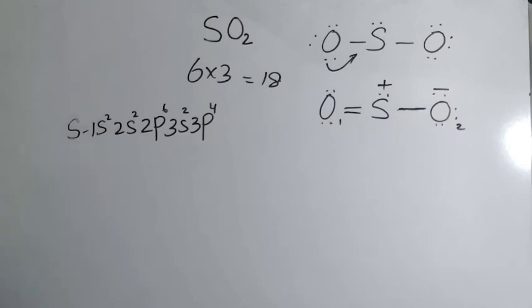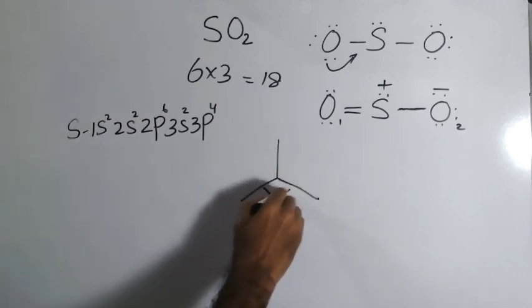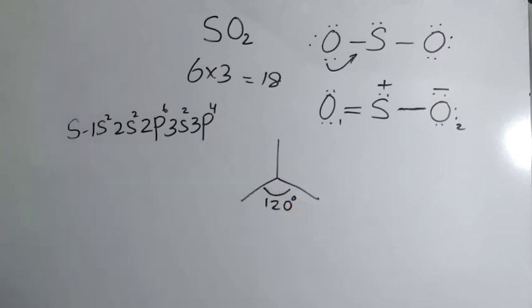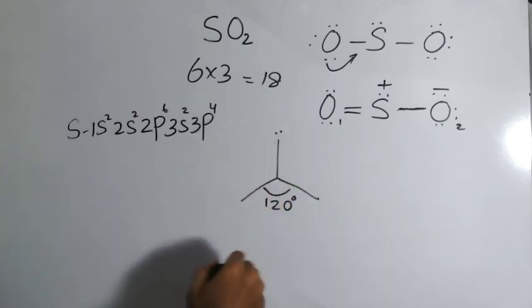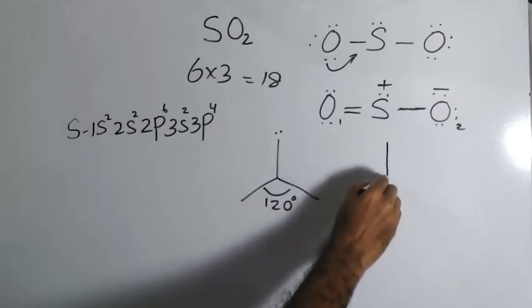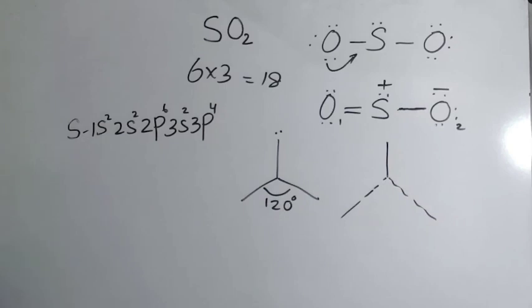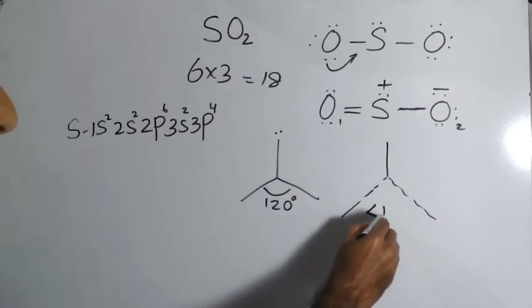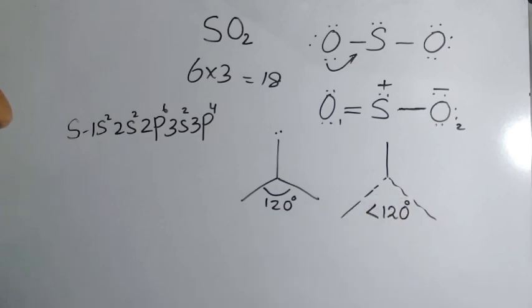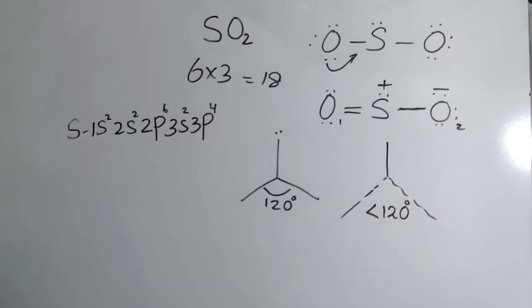Now, if I draw the trigonal planar structure, this should be 120 degrees. But because of this repulsion from the lone pair, this bond angle should be less than that. That is how we guess the approximate bonding angle for this one. So this would be less than 120 degrees. But since there is only 1 lone pair, this should not be too much less than 120 degrees.